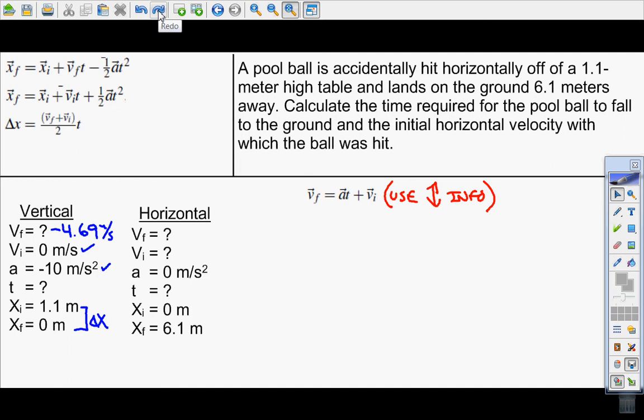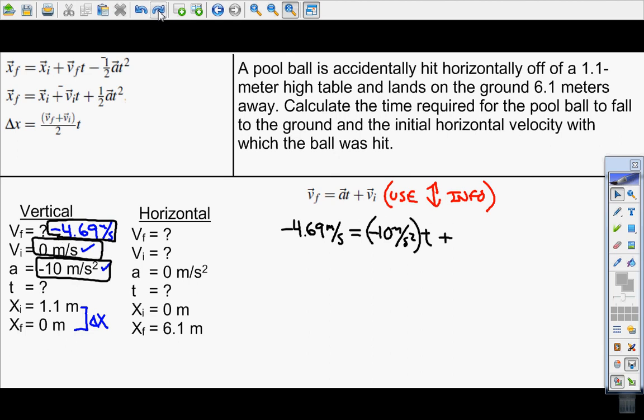Okay, so the vertical final velocity equals the vertical acceleration multiplied with time plus the vertical initial velocity. I know one of those pieces, the vertical final velocity, negative 4.69 meters per second, equals the negative acceleration, which is vertical, negative 10 meters per second squared, multiplied with time, which I don't know, plus my vertical initial velocity, which is 0 meters per second. This is nice because I have a nice 0 in there.